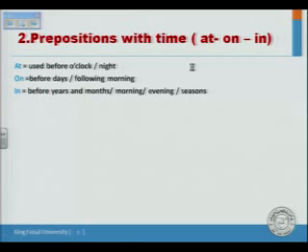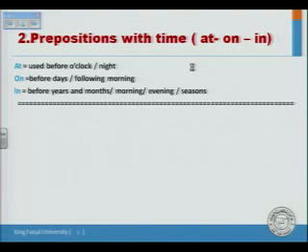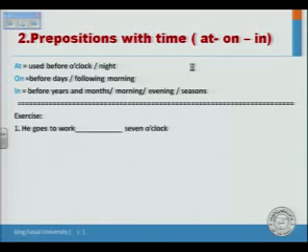And when we say in the evening, in the morning, you see in the evening and in the morning. Just again to remind you that evening and morning, when they are preceded by following, we say on the following morning, but in the morning otherwise. Yeah. Let's have an exercise here.